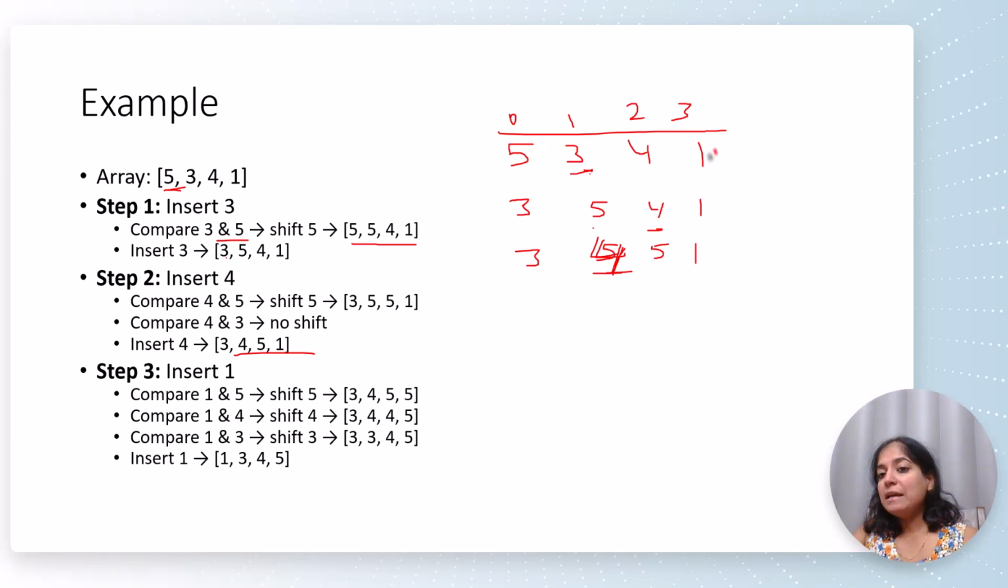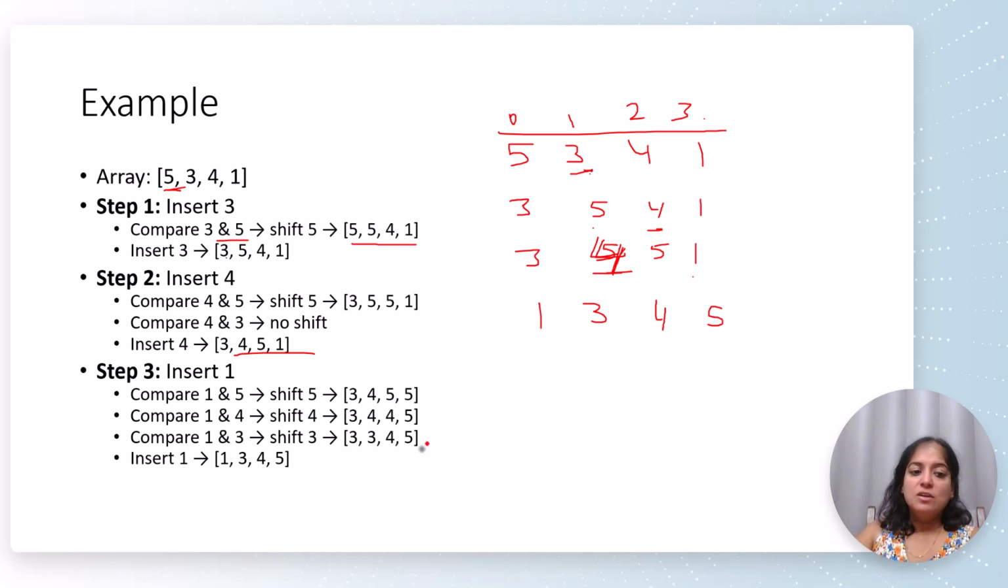Now with the element at index 3, which is 1, in the next pass. So 1 is compared with 5. So 5 will be copied here because 1 is smaller than 5. Then 1 is compared with 4. Again, since 1 is less than 4, 4 will be shifted here. Then 1 will be compared with 3. Again, 3 is greater than 1. So 3 will be copied here, or we can say shifted here, and then 1 will be put at the beginning of the list. So it is the final sorted list.